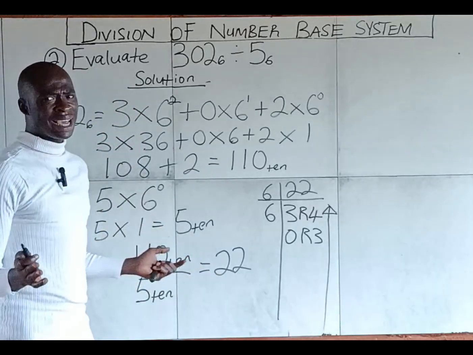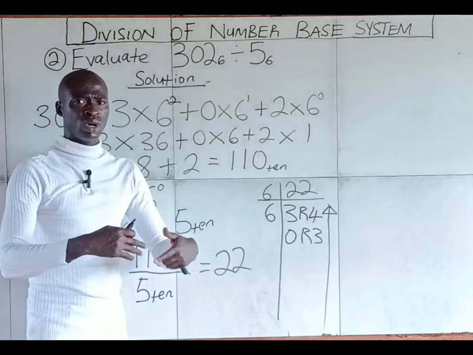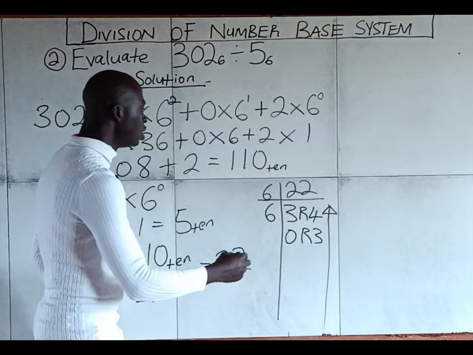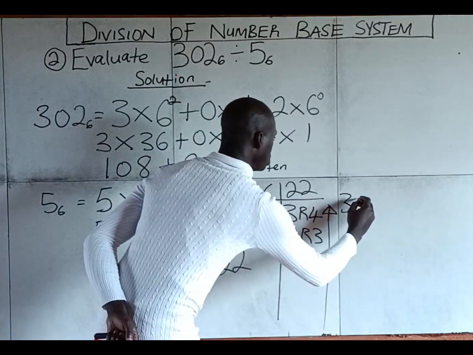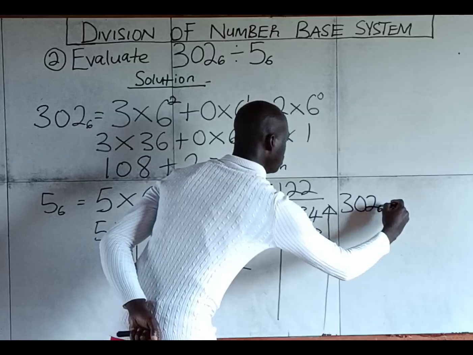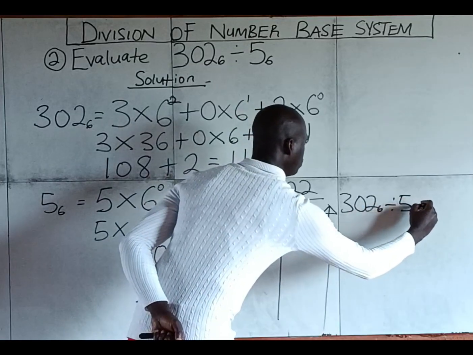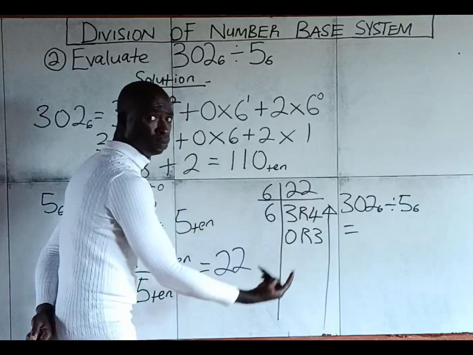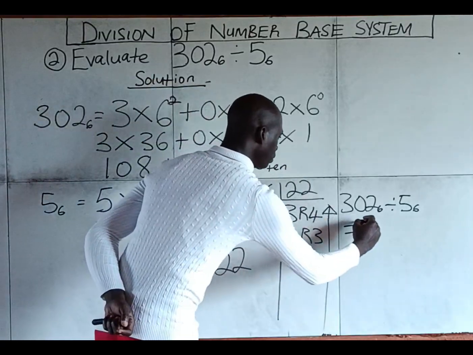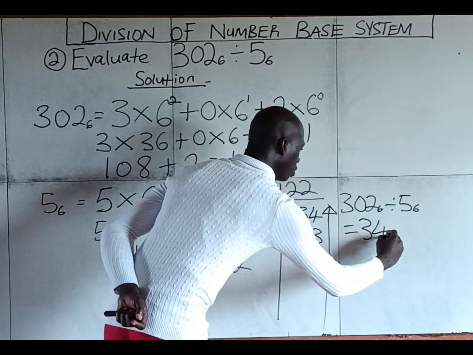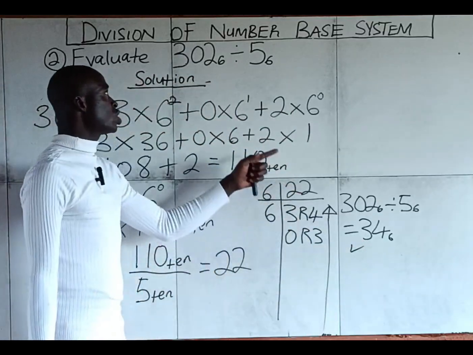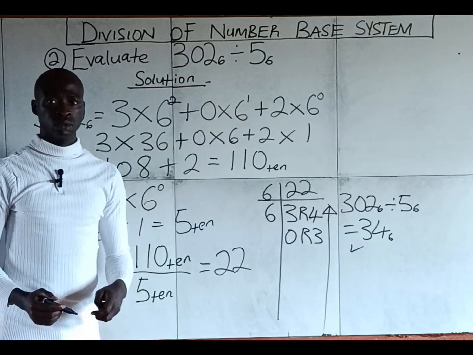So, remember, like I said, if you have been given a theory question, this is how to answer your question. You go back to your original question. This is how to present your final answer. Your original question is 302 base 6 divided by 5 base 6. So your final answer becomes, from bottom to top, 3, 4, base 6. And this is the solution to question number 2.